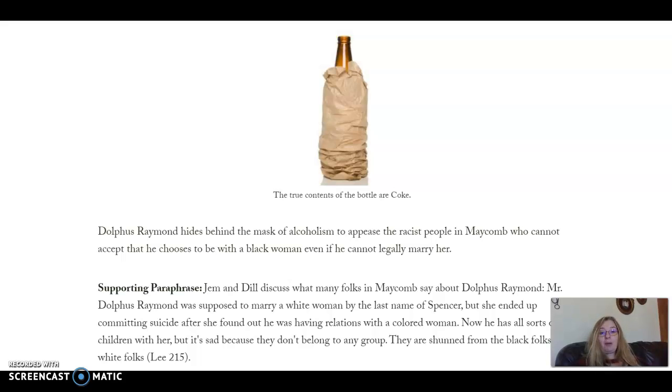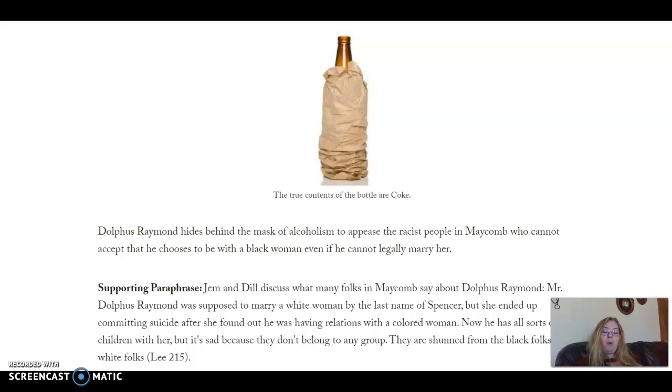Now, thinking about images, I've already talked about two images that I have included in my summative collage. I have the mockingbird in the very beginning, which is really all about symbolism. I have a picture of Dolphus Raymond that was taken from one of the film adaptations. And my third image is this bottle here. And below it, it says the true contents of the bottle are Coke.